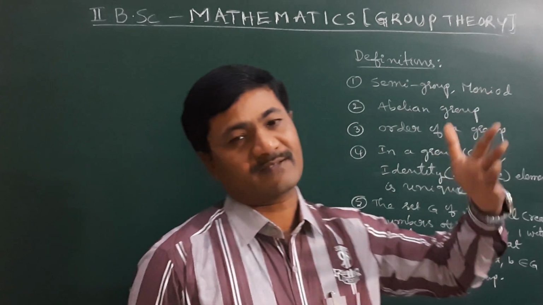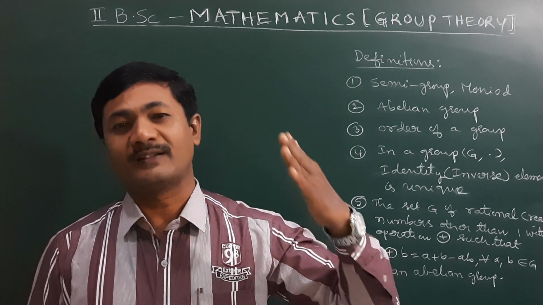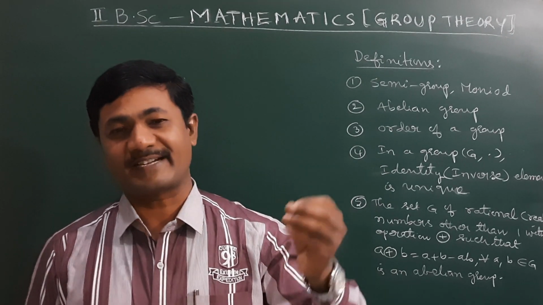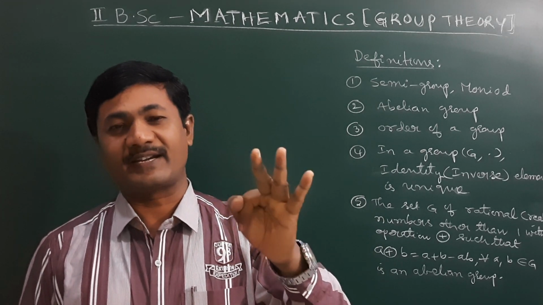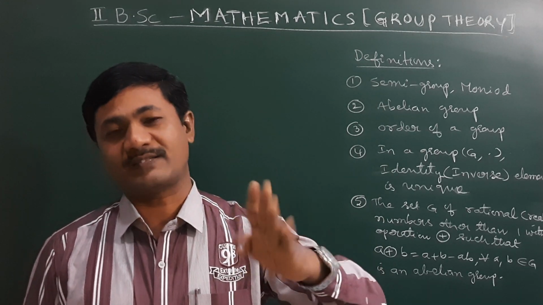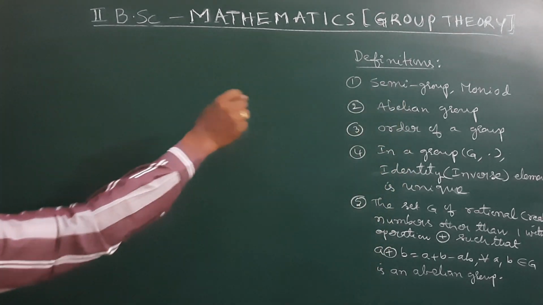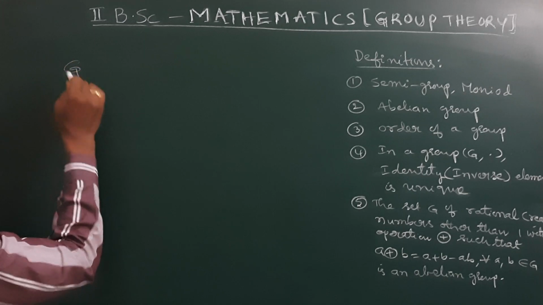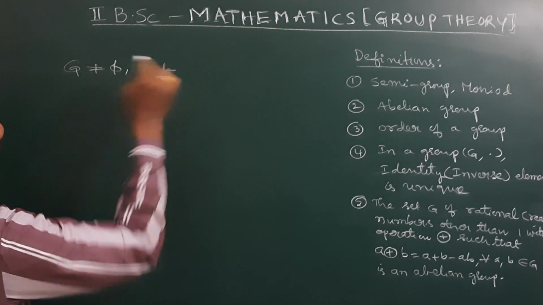We already discussed the group: G is a non-empty set and star is a binary operation. Then (G, star) is said to be a group if G satisfies 4 conditions: closure law, associative law, identity law, and inverse law. These 4 laws make a group. Now semi-group has a simpler definition. G is a non-empty set and star is a binary operation.